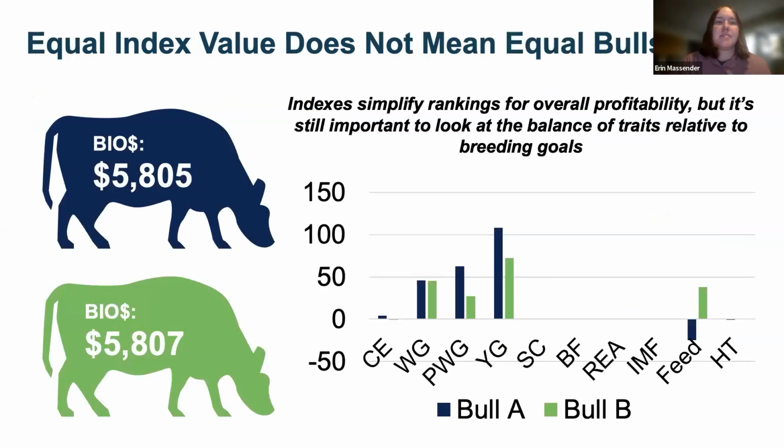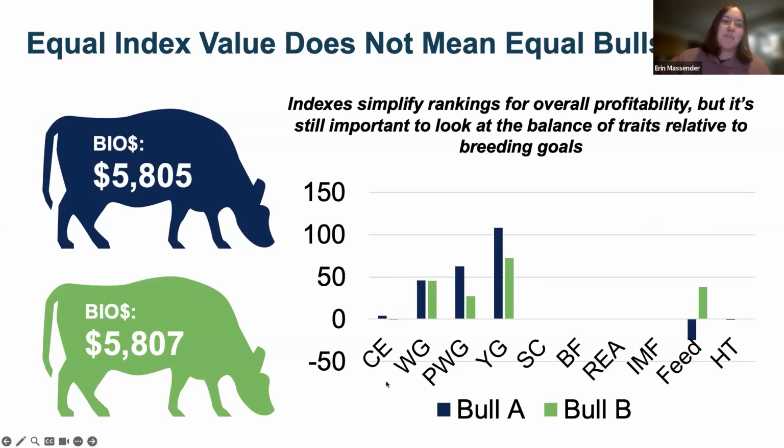One important concept to consider is that an equal index value does not mean that you have 2 equal bulls. So just to illustrate that concept, I have 2 bulls here that have basically identical biodollars. But if we actually look at the balance of trait EPDs that make up that index, you'll notice some differences between them.